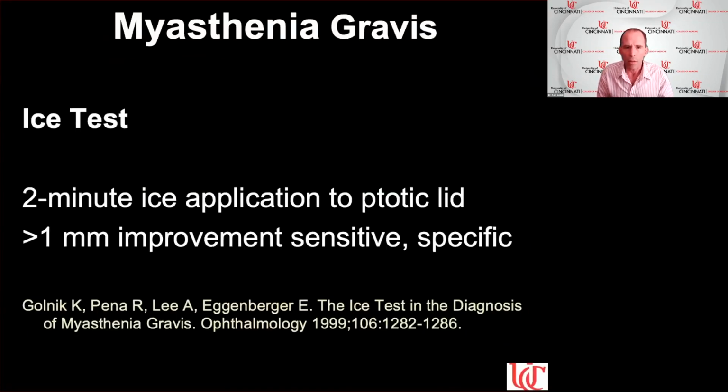And if you see a patient with ptosis, you can do an ice test. This is a very simple test. Of course, you need ice, but it's a 2-minute ice application to the ptotic lid. There has to be at least a couple millimeters of ptosis because you're trying to judge improvement in the ptosis. More than 1 millimeter of improvement is a very sensitive and specific indicator of myasthenia. This is an article we wrote now more than 20 years ago about the utility of the ice test.